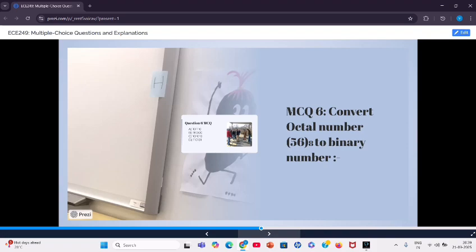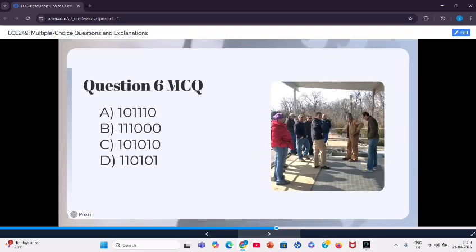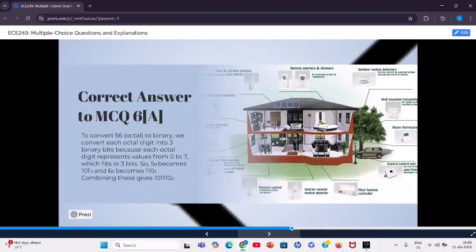Moving on to the sixth question. Convert the octal number 56 to a binary number. Option A 101110, option B 111000, option C 101010, option D 110101. I hope you all have paused the video and calculated the answer. So the correct answer is option A.